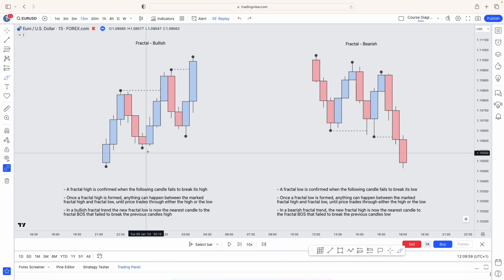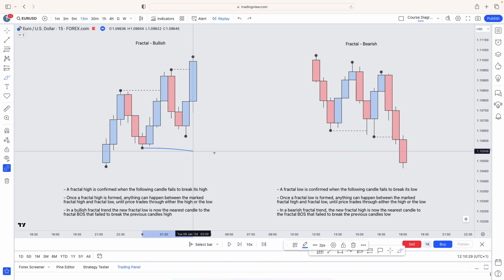Then we look at this red candle here, and this red candle failed to break the previous candle's high, okay? So this is the previous candle's high here, and this red candle failed to break that previous candle's high, okay? It failed to trade above that previous candle's high. And therefore this candle here, the low of this candle, is now our new fractal low, okay? So as soon as we get this break of structure, we can look back, find our fractal low, and mark it on, okay?